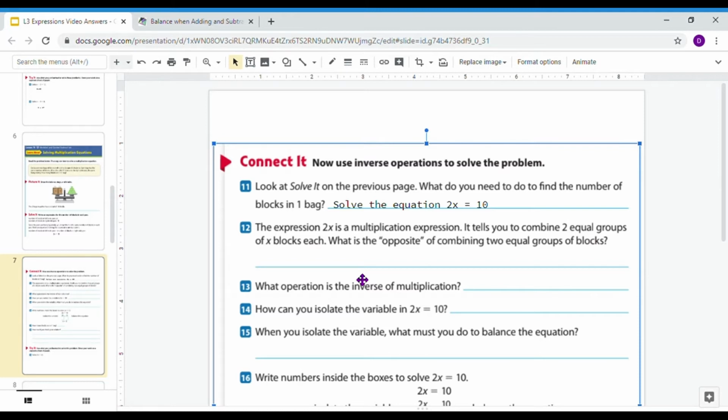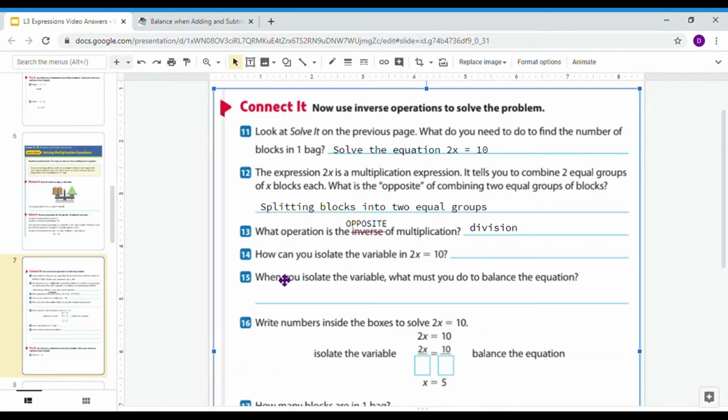So the opposite of combining two equal groups together is going to be splitting the blocks into two equal groups. And when you're splitting into equal groups, that should be ringing a bell in your head. That is the definition of division. So the operation that's the inverse of multiplication, reminder that the inverse is the opposite, is going to be division. So in order for us to solve an expression that has a multiplication problem, where there is a variable multiplying a number, we're going to have to divide.